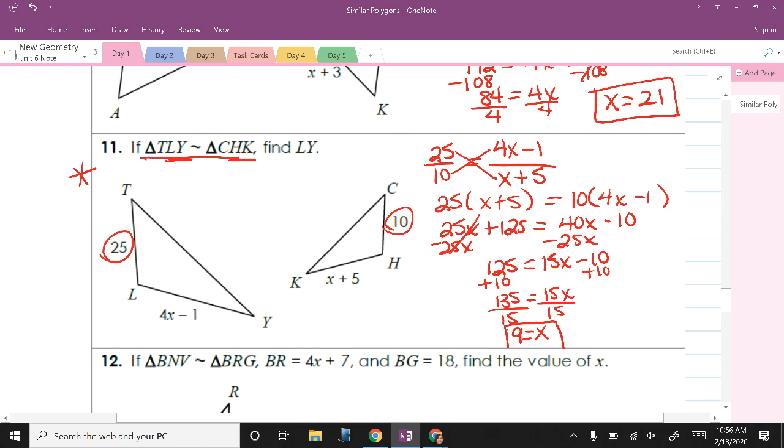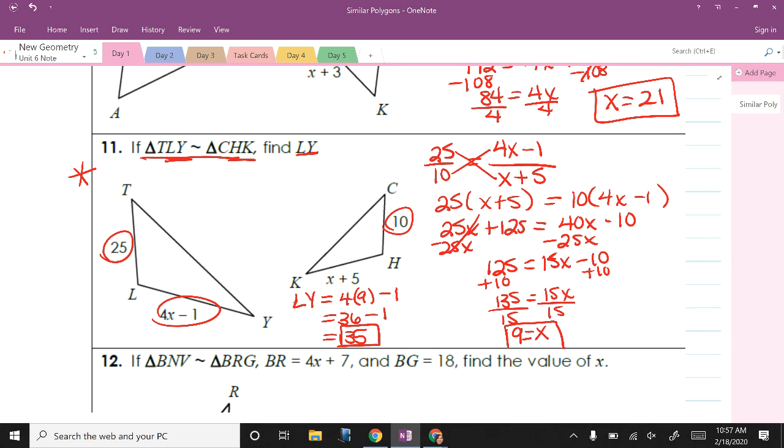And then you want to find LY. Well, LY is 4x minus 1, right? So for the length of LY, you say 4 times 9 minus 1. 4 times 9 is 36, minus 1 is 35. Raise your hand if you got 35 for the length of LY. Any questions there? All right, let's look at number 12.